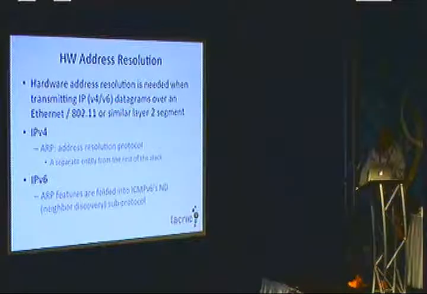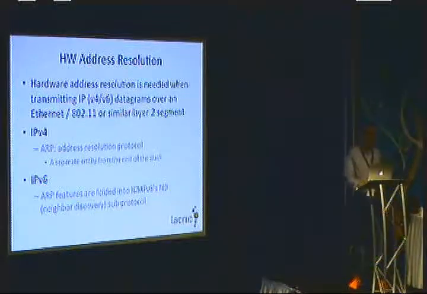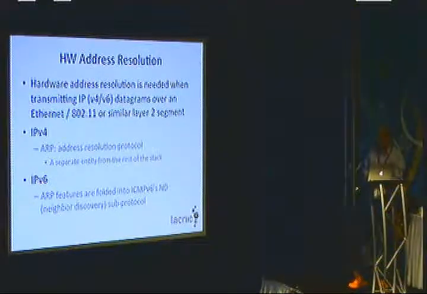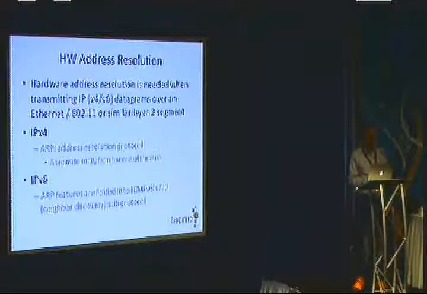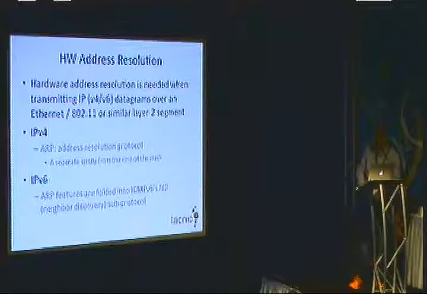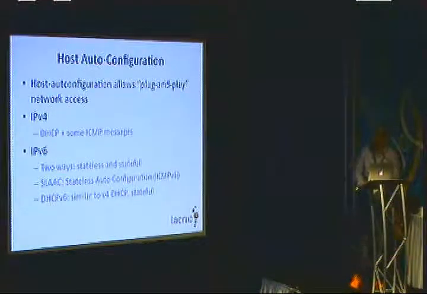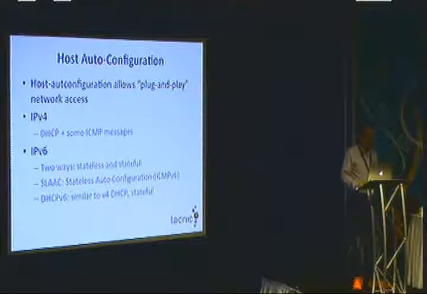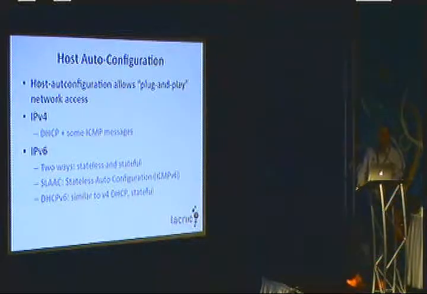Address resolution in IPv4 is done with the Address Resolution Protocol, basically a broadcast. In IPv6, Address Resolution Protocol doesn't exist. We use neighbor discovery and ICMP version 6 to create all these tables of IPv6 and hardware addresses. For host autoconfiguration, in IPv4 we have DHCP. In IPv6 we have two ways: SLAAC, that is stateless, and DHCP, that is stateful. We talked about that.